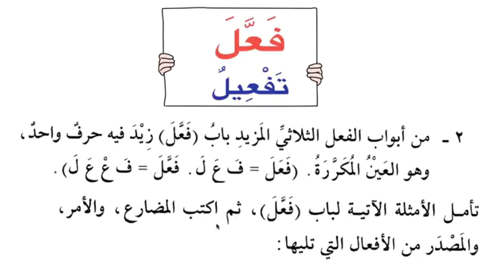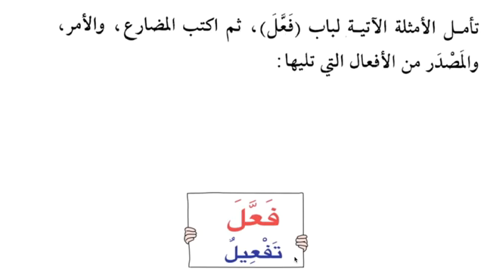Thumma maktub, and then write what? Al-mudari'a wal-amra wal-masdara min al-afwal allati talayha. And then write the mudari', the amr, and the verbal noun from the verbs which follow. Talayha means which is followed. So let's see the example now. What we're doing is bab fa'ala, and what is the masdar of this bab? It is bab taf'ilun. So we need to remember this bab taf'ilun.